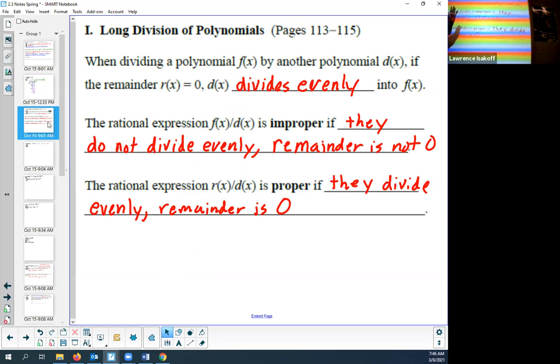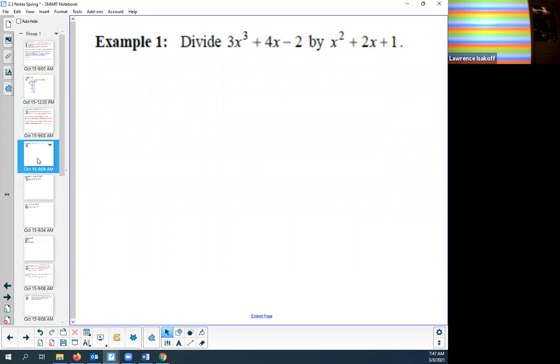So when dividing a polynomial by another polynomial, if the remainder is equal to 0, that means it divides evenly. Just like we would say with numbers. If they do not divide evenly, the remainder is not 0, and we would call that an improper fraction. If they divide evenly, that would be more of a proper fraction. But those definitions are not as critical to what we're doing right now.